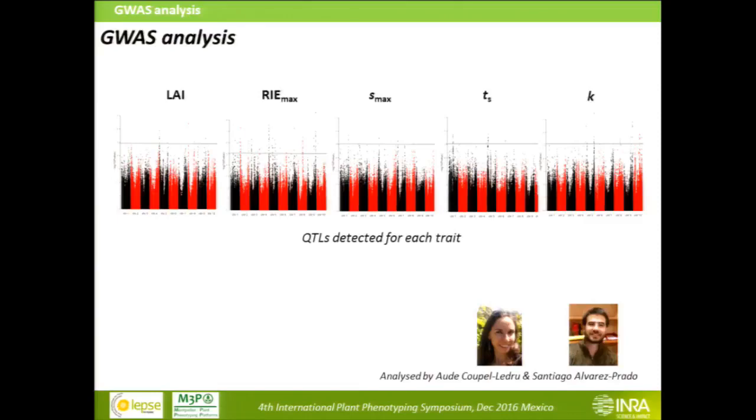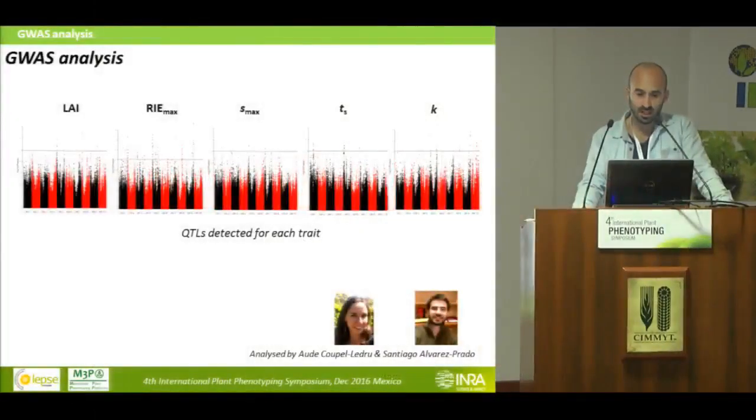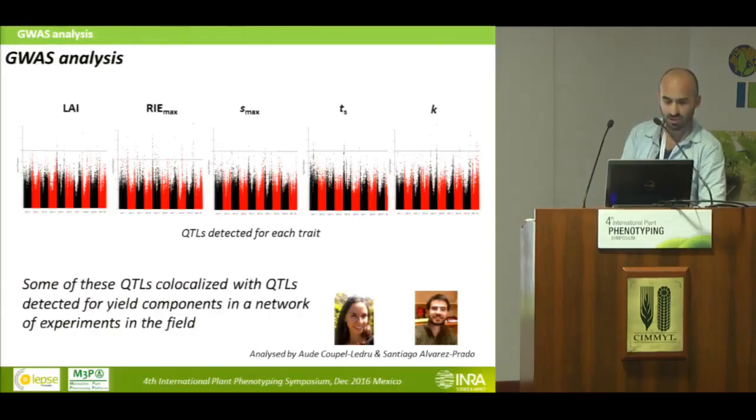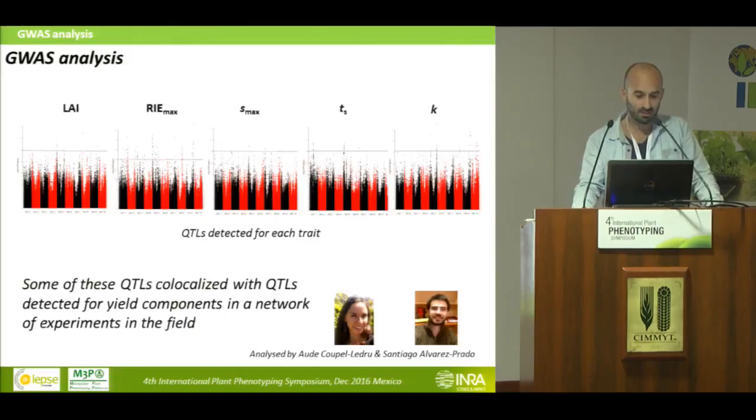Then Ott and Santiago performed a GWAS analysis on those extracted traits, and they found significant QTL for all of them. And what is interesting is that some of these QTLs co-localize with the QTLs detected for yield components in a network of experiments in the field with the same maize hybrids.